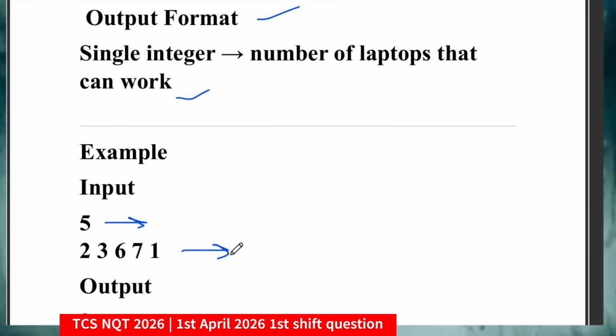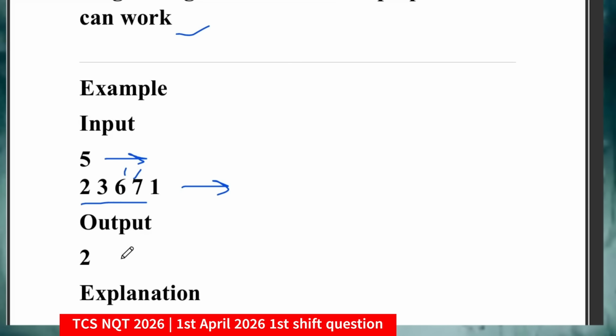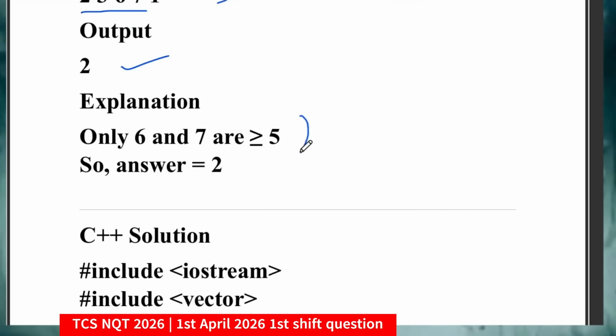So these are the charges. Now you just have to see how many charges are greater than or equal to 5. You can clearly see that the elements at index 2 and 3 are greater than 5, so 6 and 7 will be the answer. So the count will be 2. This is a simple explanation. Just go through it, because 6 and 7 are greater than or equal to 5. The question is not very difficult, that's why I'm not going into detail.